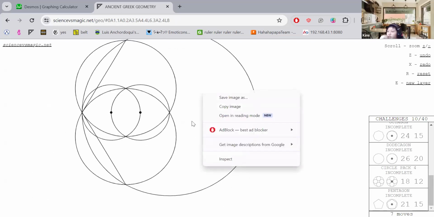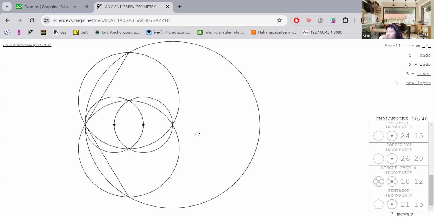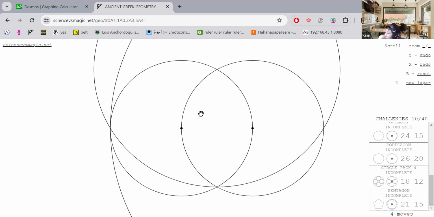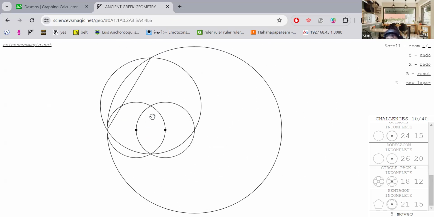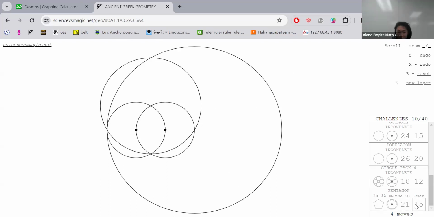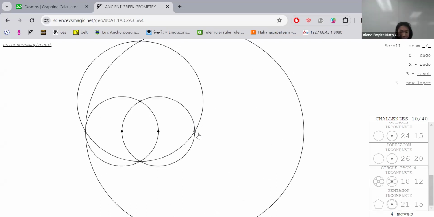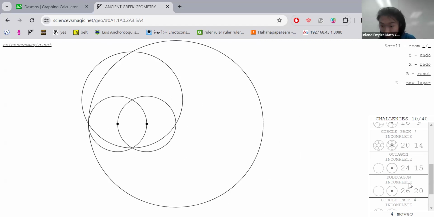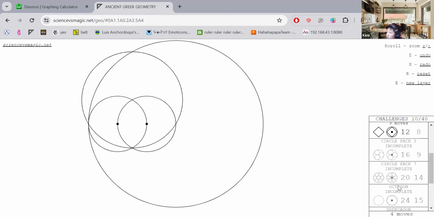Can it be a hexagon? Yeah, this is not the correct approach. Let's see. Maybe we should... It even says 21 to 15 moves. So you know it's gonna be pretty hard, but I think it's worth taking. It's probably not as hard as a decagon. There's a decagon? Yeah. Oh, 26 to 20 moves. Oh, yeah, that's gonna be a messy one.